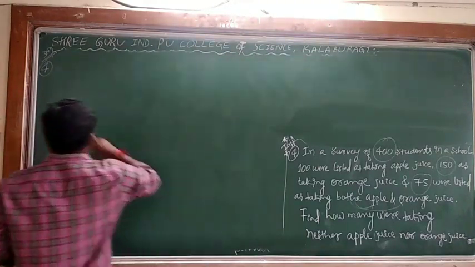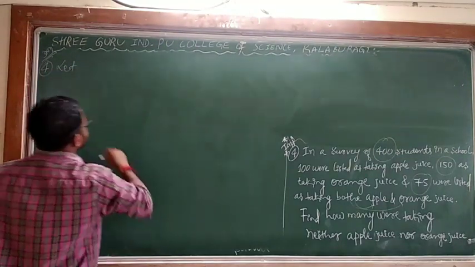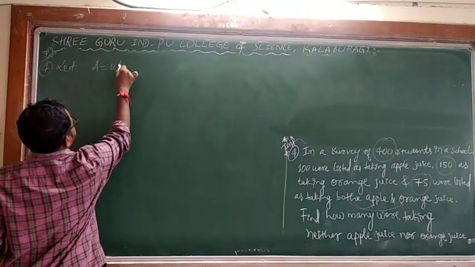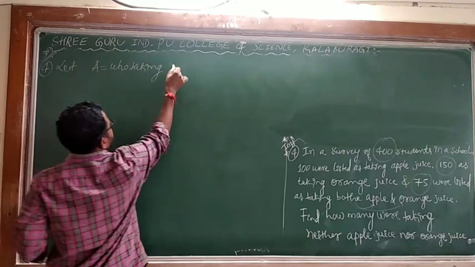I will write first. Given, let me say some variables. Let A be equal to those who are taking apple juice.